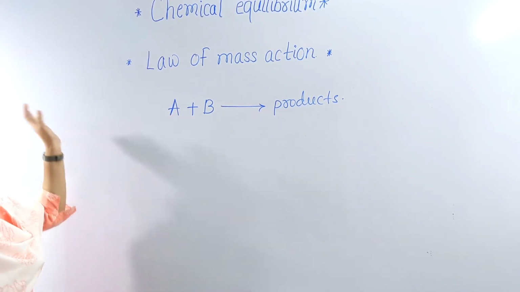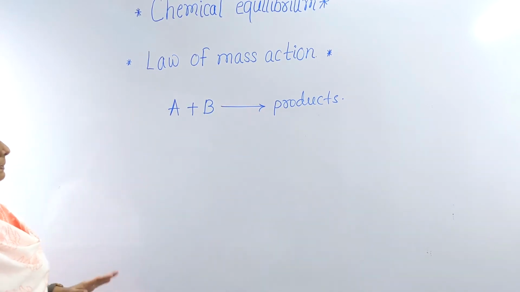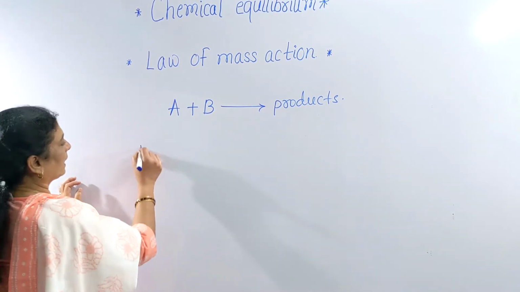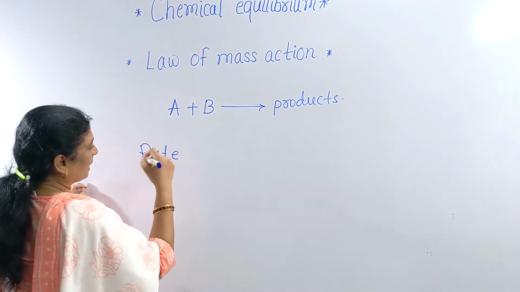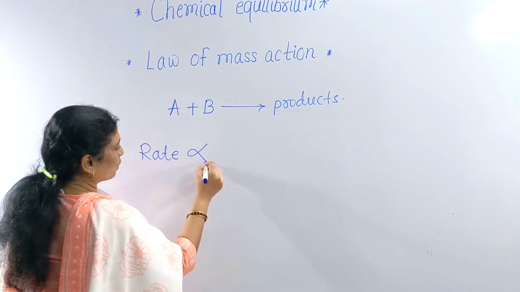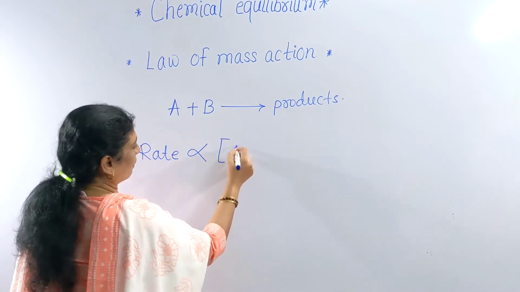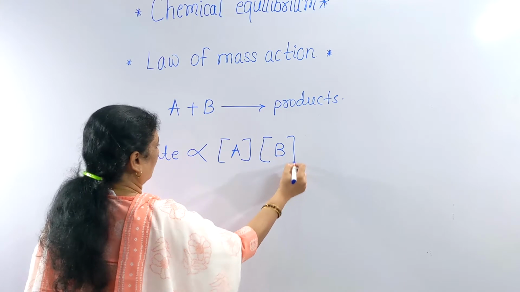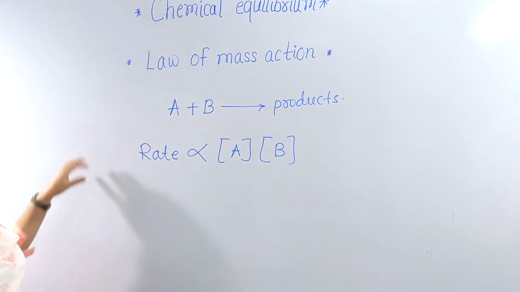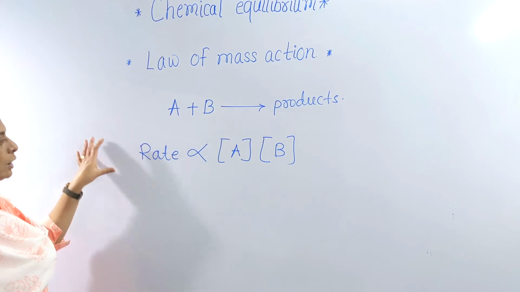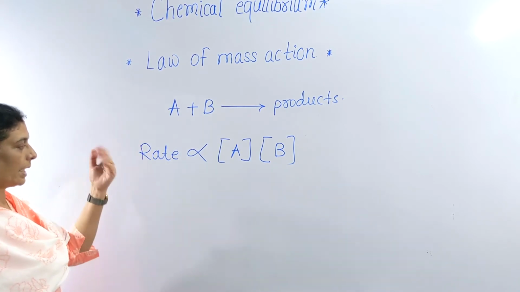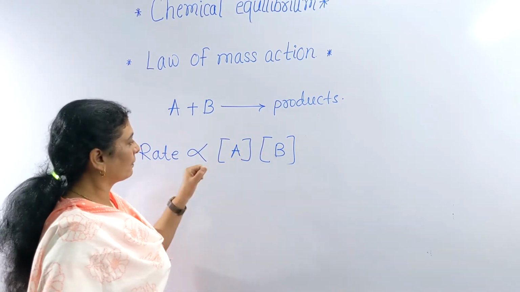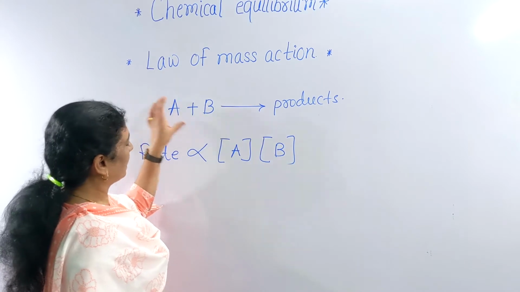So how law of mass action can be mathematically expressed, or what is actual law of mass action? According to this law, the rate of any chemical reaction at any instant is directly proportional to the product of concentrations of the reactants. According to law of mass action, for any chemical reaction, the rate of reaction at any instant, कुठल्याही क्षणाला rate of reaction is directly proportional to the product of molar concentrations of the reactants.